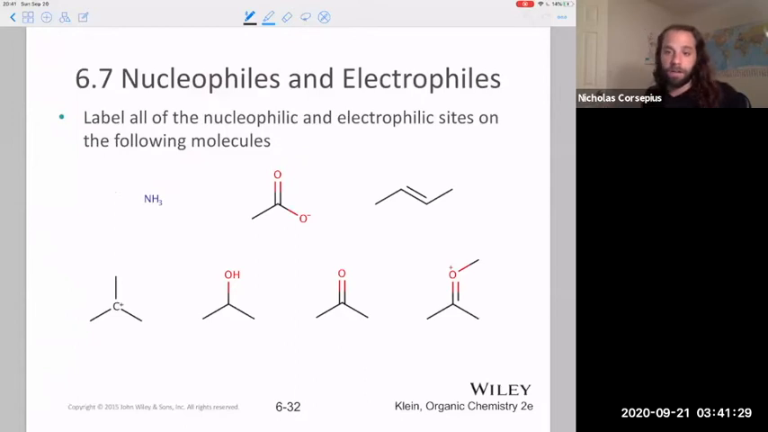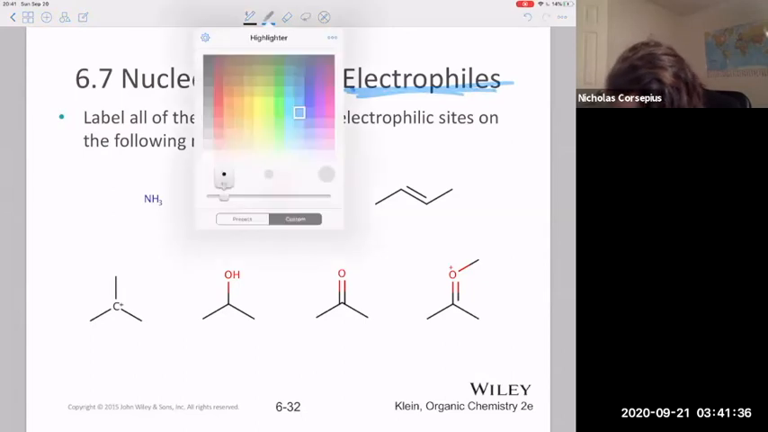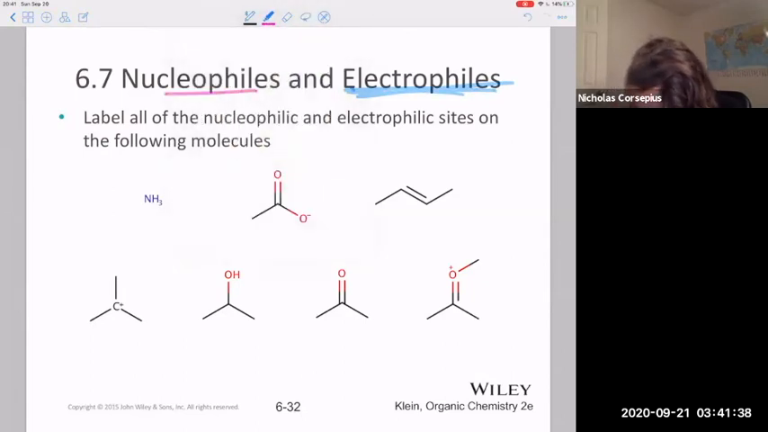So now, given molecules, we want to be able to identify, keeping colors here, nucleophiles and the electrophiles, okay? So again, nucleophiles means that there are electrons to donate. So ammonia with its pair of electrons would be a great nucleophile.